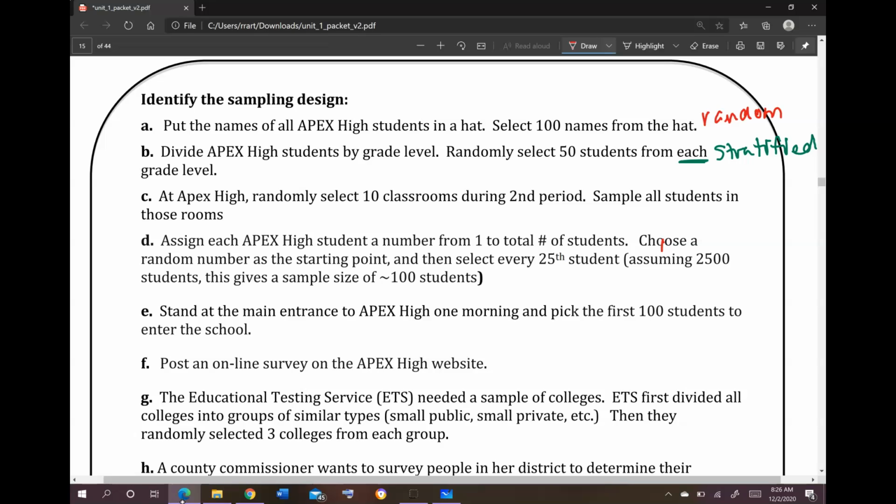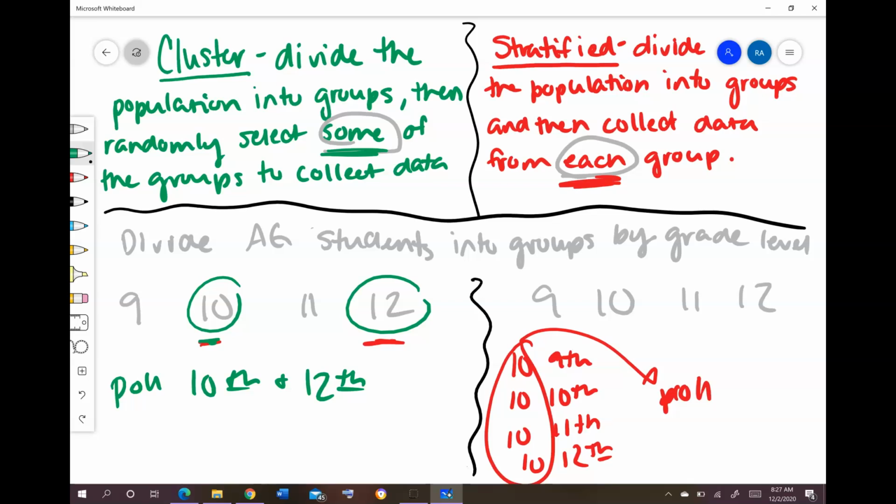Are there only 10 classrooms at Apex High? We actually know Apex High. It's a pretty big high school. There are more than 10 class periods. So I'm only taking 10 classrooms, probably out of 50, and I'm only sampling those. So that is going to be cluster. It is where I'm sampling all the students. Remember, cluster does all of the students in that group, whereas stratified does some from each group.